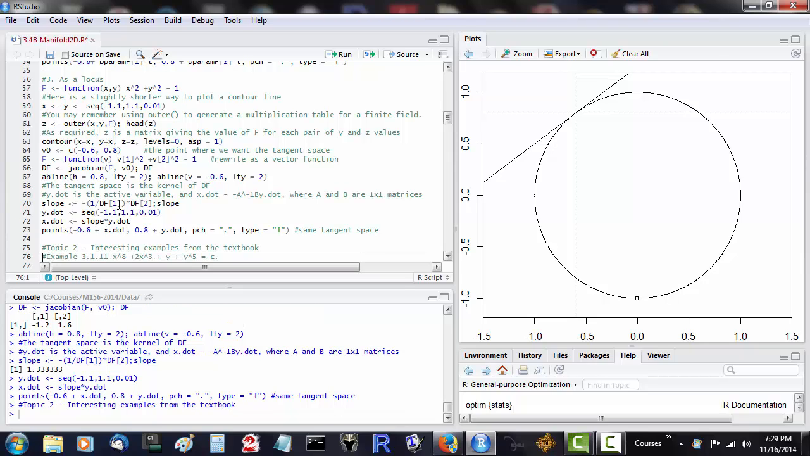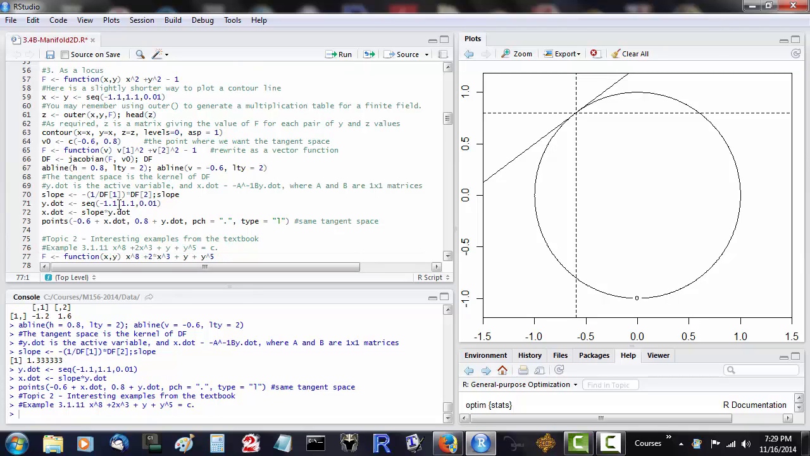Now let's look at some interesting examples from the textbook. Here's one where there is a very complicated looking polynomial function of x and y. And the question is, does this always, when graphed, lead to a smooth manifold? Here's how we find out.